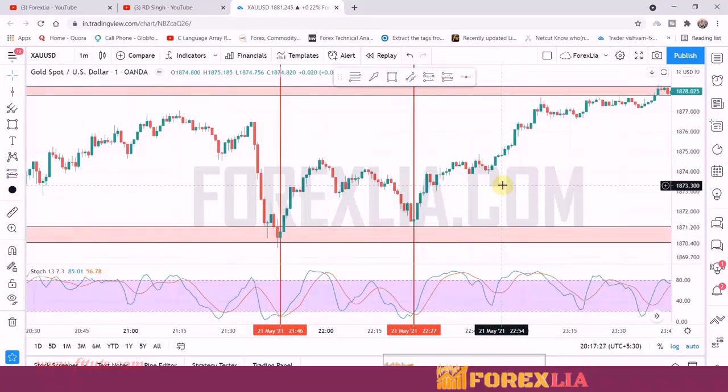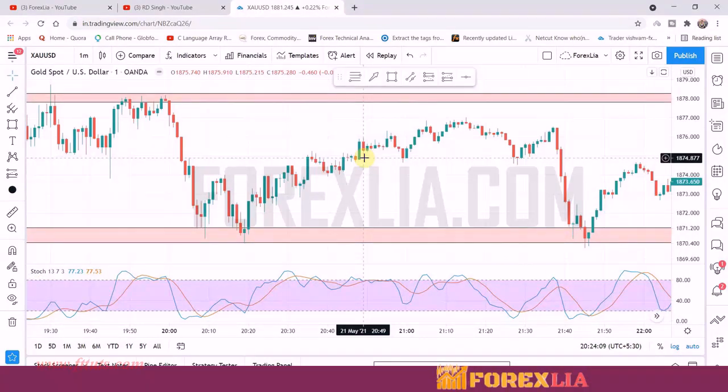I hope you have understood stochastic. Someone trades in oversold and overbought territory. When the blue line breaks the red line and exits from the bottom to the top, our buy entry is made there. When the blue line breaks the red line and exits from the top to the bottom, our sell entry is made there. See you in the next video.